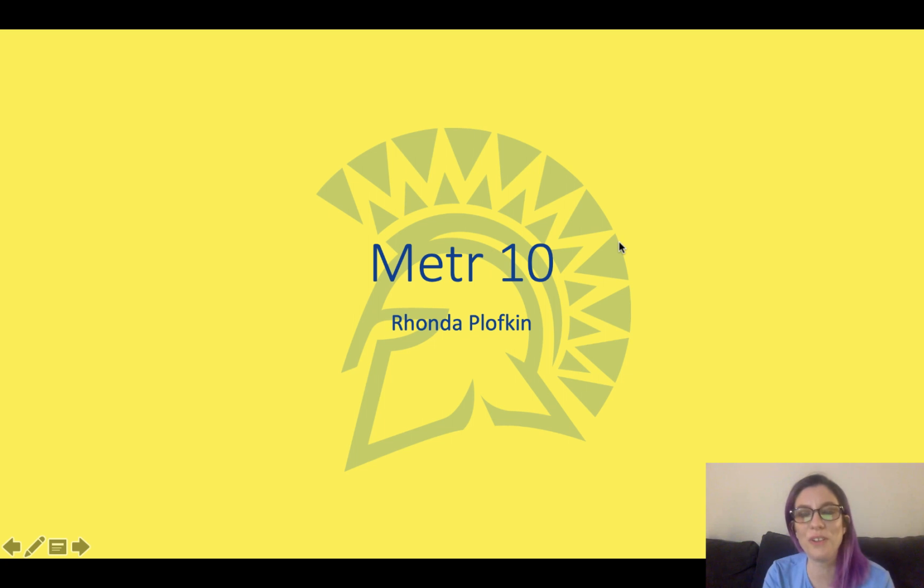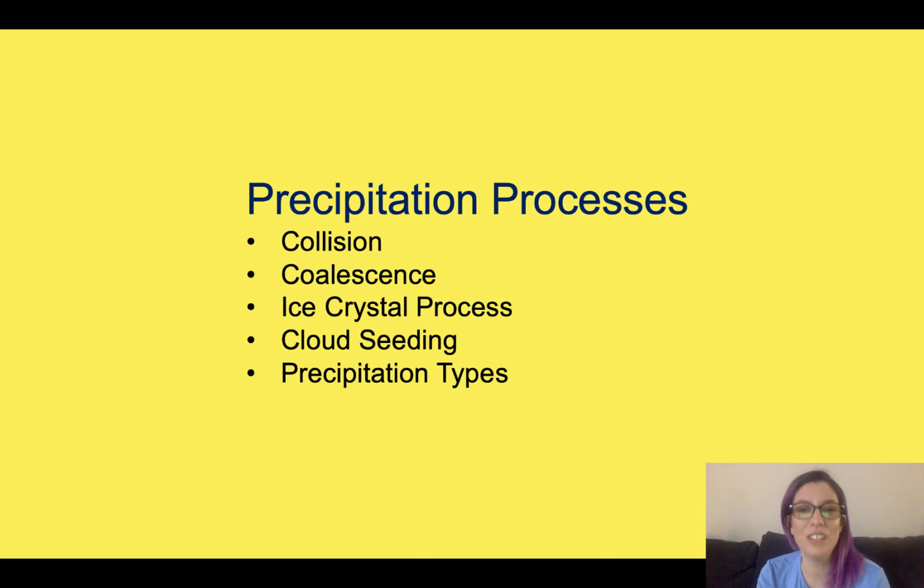Welcome back to the third and final video for week 5 in weather and climate. This video is going to be more about precipitation processes. This will include collision and coalescence, the ice crystal process, we'll go into cloud seeding a little bit, and also precipitation types. So let's get started.